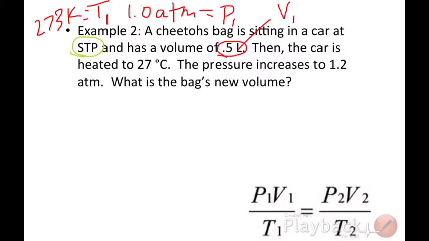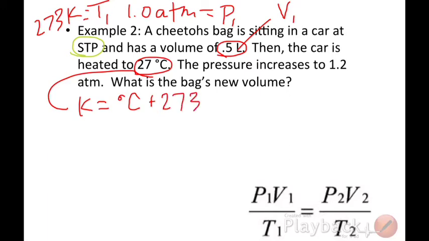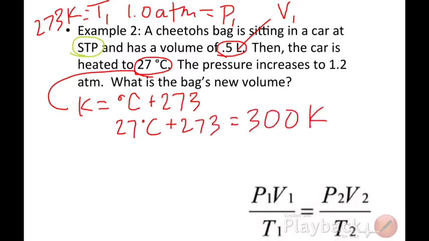Then the car is heated to 27 degrees Celsius. Okay, this is screaming for a conversion. We cannot use Celsius. So we need to convert this. K equals degrees Celsius plus 273. We plug in our degrees Celsius here. We add 273. We get 300 Kelvin. Okay, so 300 Kelvin is our T2.